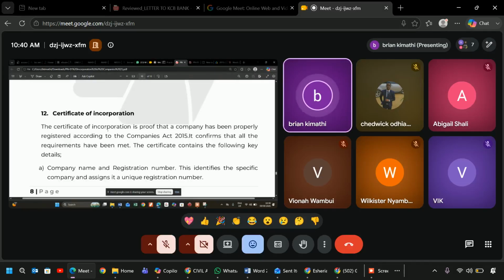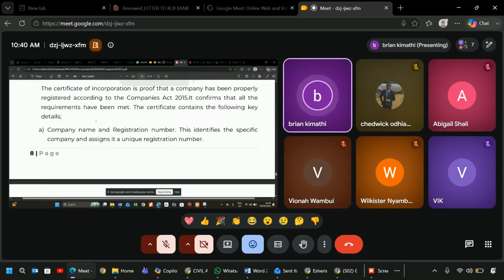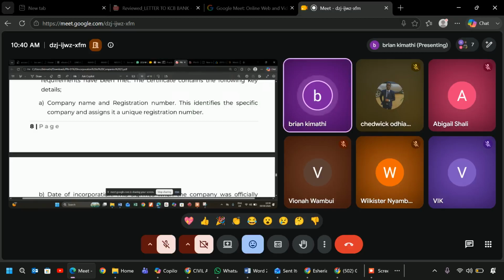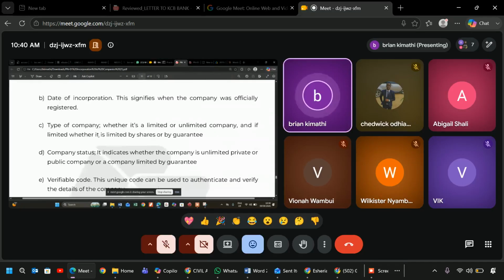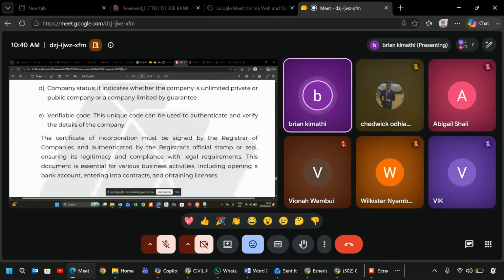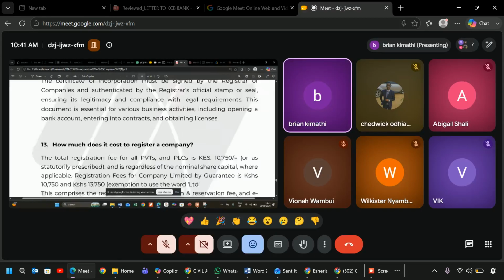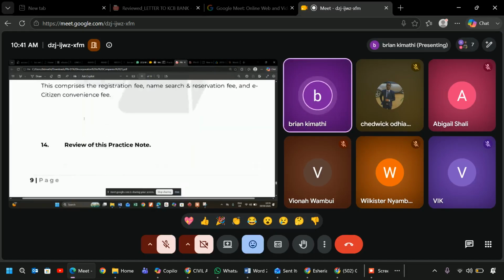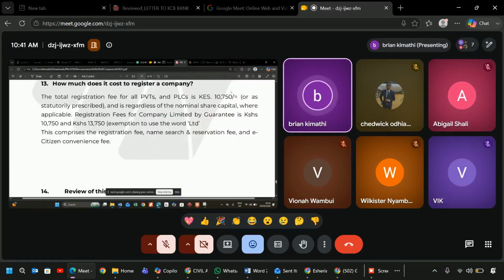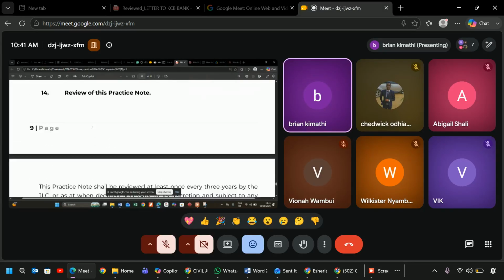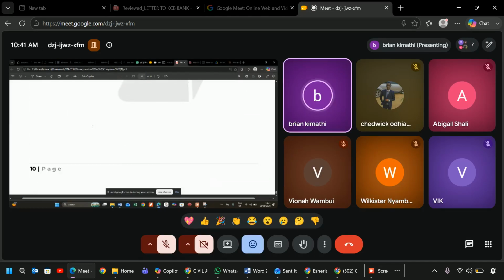Then the certificate of incorporation is proof the company has been properly registered. It confirms all requirements have been met and contains details: company name and registration number, date of incorporation, type of company, company status, and a verifiable code. How much does it cost? 10,750 for private companies and public companies. Then for a CLG, if you wish to dispense with the word CLG, you add 3K.